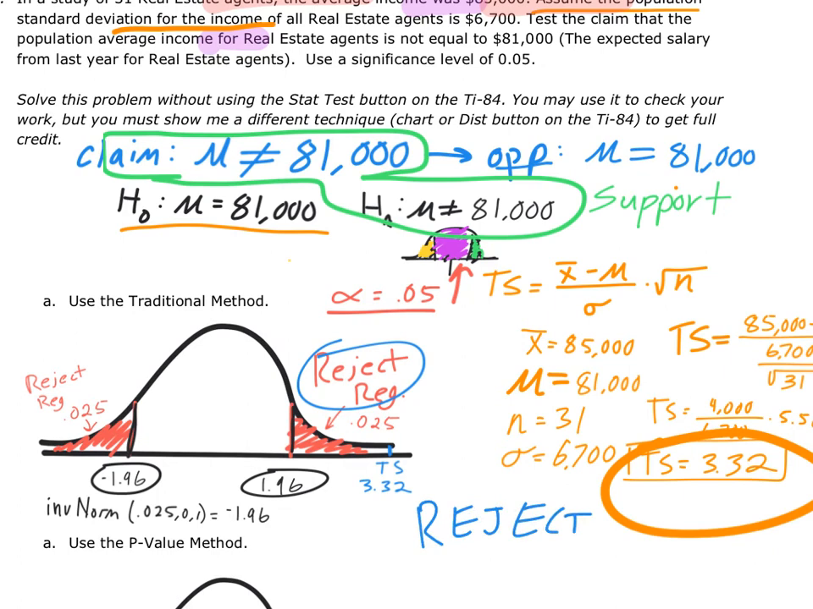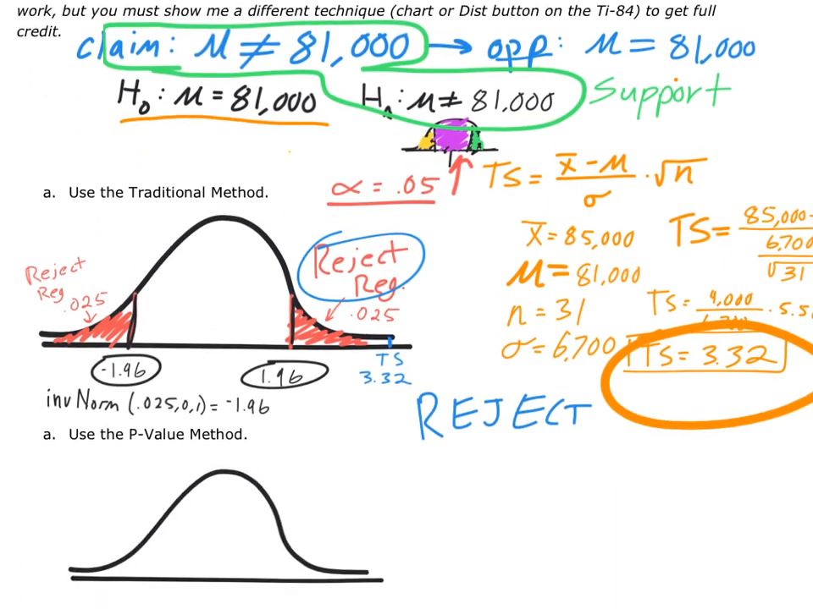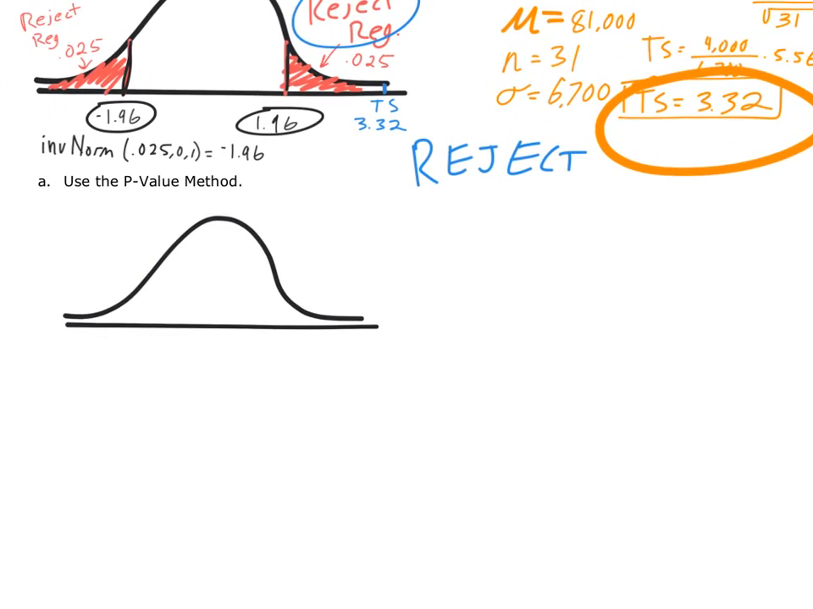And that's a really good thing because now I can continue on and see if I get the same conclusion with my p-value. Looking at the p-value method, the first step is to identify where my test statistic is. It's falling in the same exact place because it's the same test statistic, 3.32. Now remember, because this is a two-tail test, we've got to also look at the extreme values of negative 3.32. So we've got two regions we could identify.